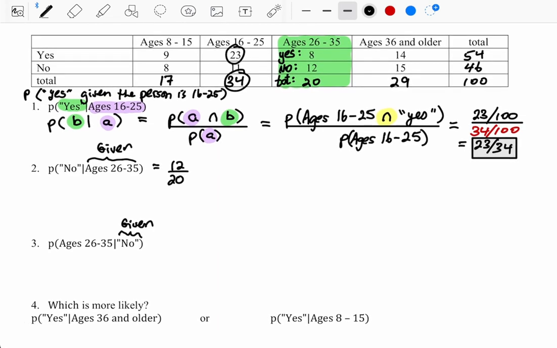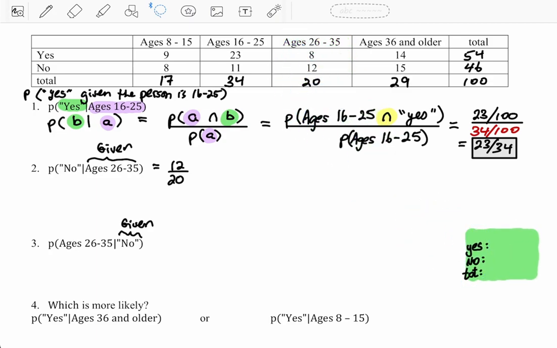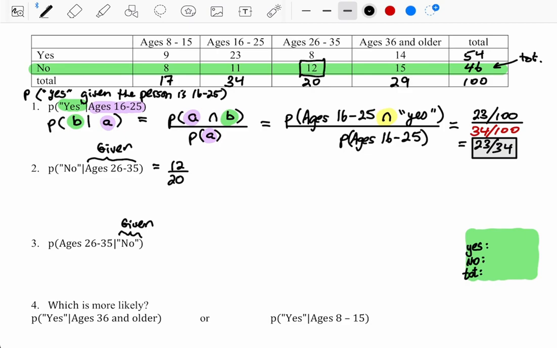For number 3, it now changes perspective. Now my given is just the people who said no. So let me get rid of all this. Hang on to it in case I need it later. Just the people who said no, that's my given. This would be my total. Now I'm just looking for the people who are in the 26 to 35 category. So this is the number of relevant people, 12 of them, out of the people who said no, which is 46.